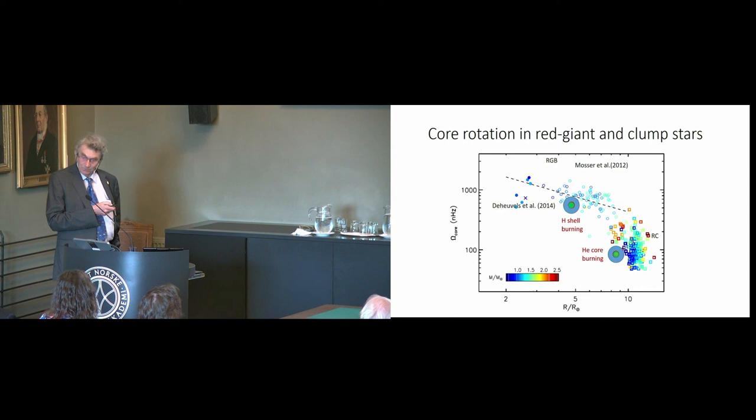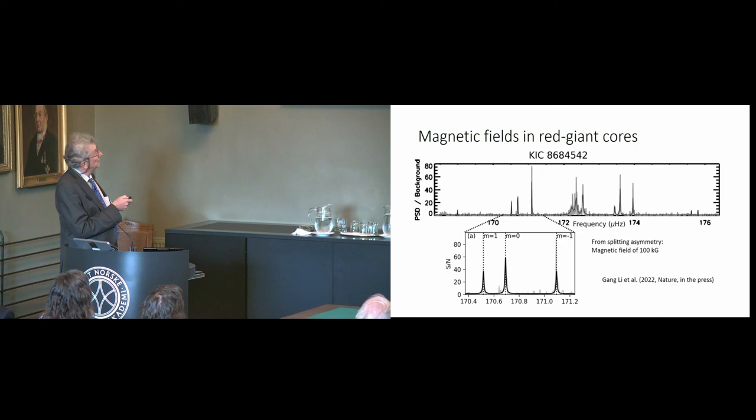And then just to finish with a very recent result, because we had this splitting that showed us the rotation. And from rotation, we would expect that splitting to be symmetric. But very recently, there have been observations of this splitting in red giant stars, where we see an asymmetry. Of these three modes, we would expect the m equal to zero peak to be right in the middle between these two m equals plus and minus one peaks, and they are not. And that splitting almost certainly is a result of the magnetic field in the core of the star.